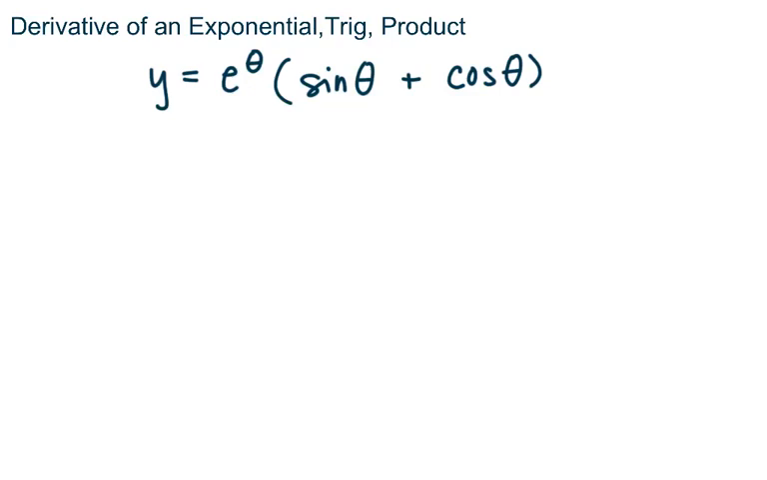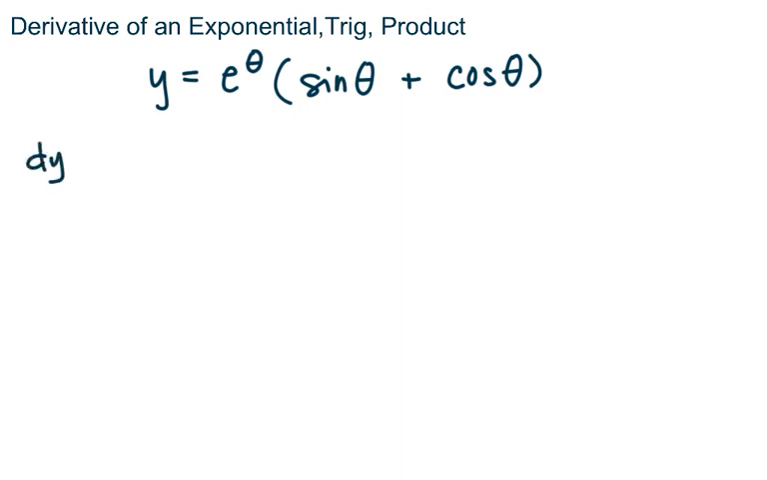In this video, we're going to take the derivative of a function which is exponential and also includes some trigonometry and a product. So we'll begin by looking at the function. We've got y equals e to the theta times (sine theta plus cosine theta). So the first thing we notice is we have a product here. We're going to use our product rule.